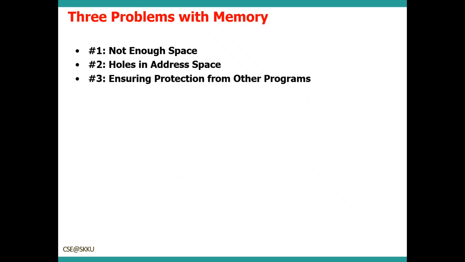Okay, so now let's consider several problems with the memory, especially when the operating system does not support virtual memory. That means it does not support the address translation from virtual address to physical address, and the memory space for each process is allocated at a contiguous memory area. We can consider 3 problems, for which the virtual memory system can provide solutions.